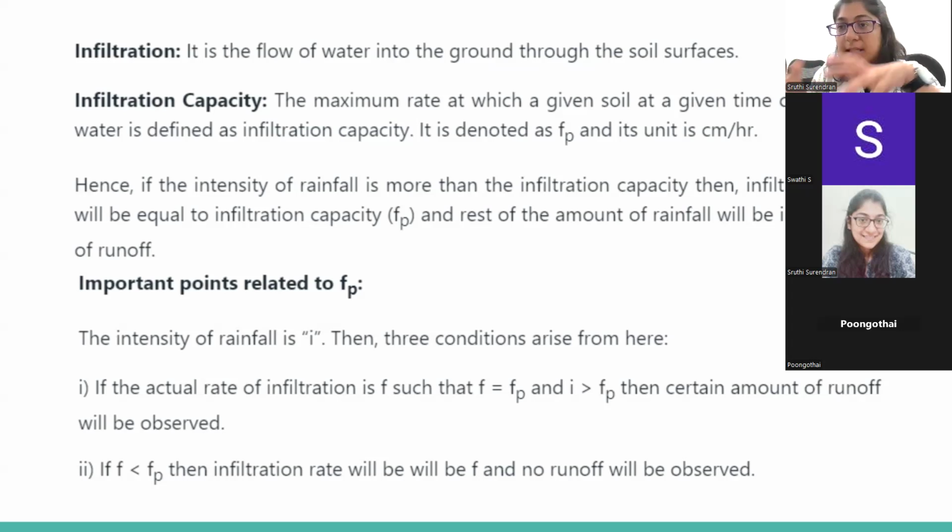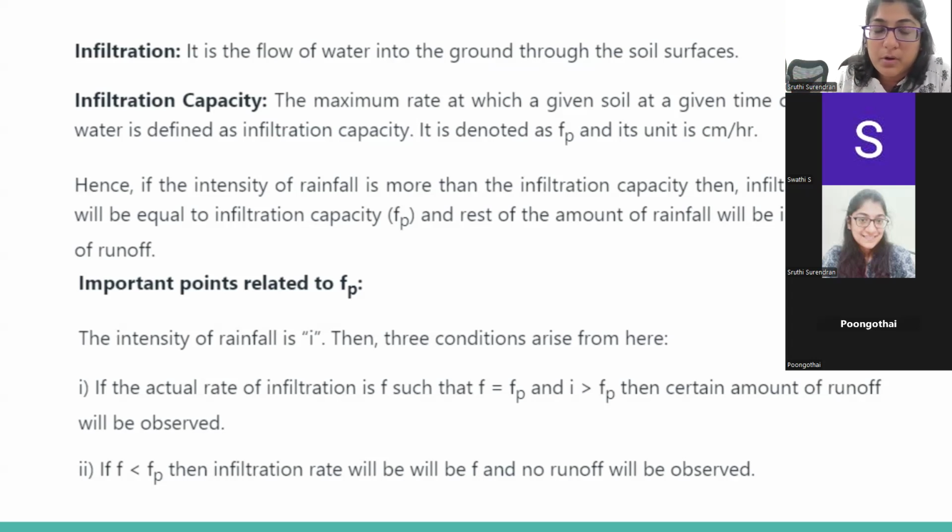So in 1 hour, of these 20 centimeters of water, only 10 centimeter will go inside the soil. So that maximum rate at which the soil can take up water in a particular time is called the infiltration capacity.